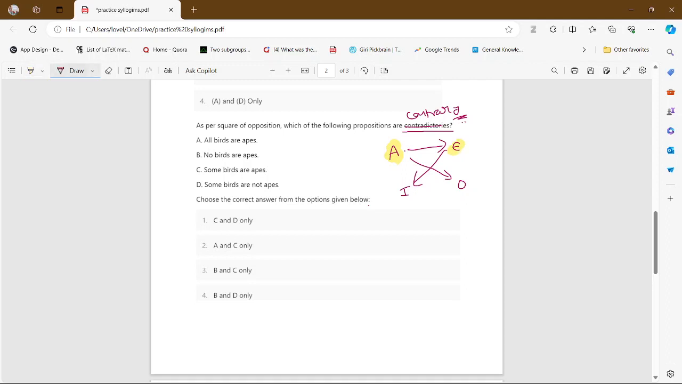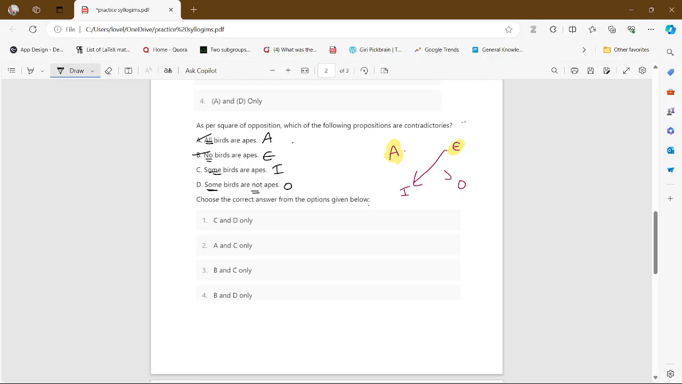For that, we just identify the types of statements. "All bats are apes" is an A statement. "No bats are apes" is an E statement. "Some bats are apes" is an I statement. "Some bats are not apes" is an O statement, because some negative is O, some positive is I, all negative is E, all positive is A. We have to identify only A and E statements, because they are asking about contrary. They might have given options A and B, but here they are asking about contradictories, so let us solve the actual question. Contradictory means what?